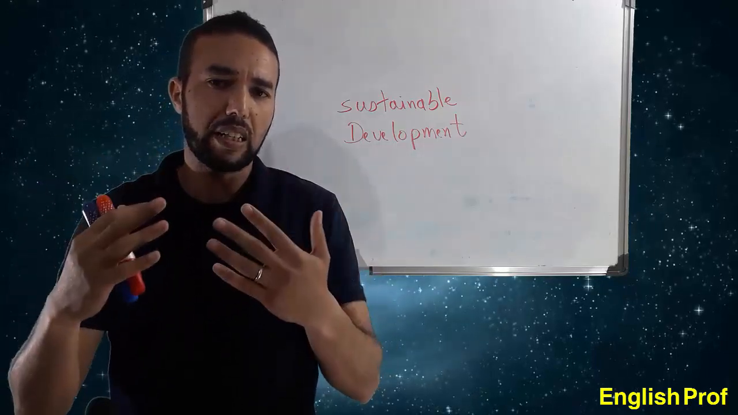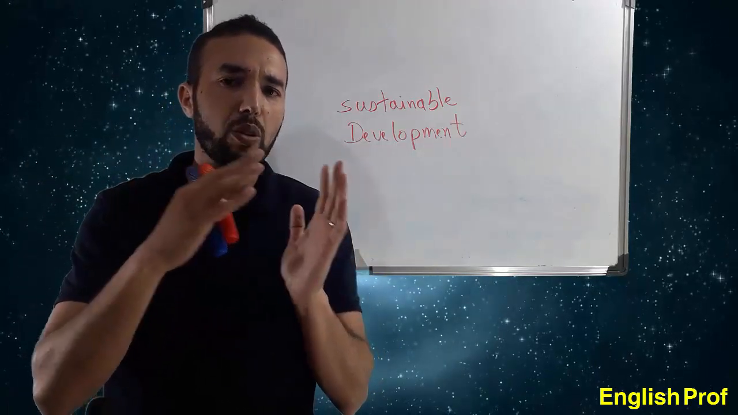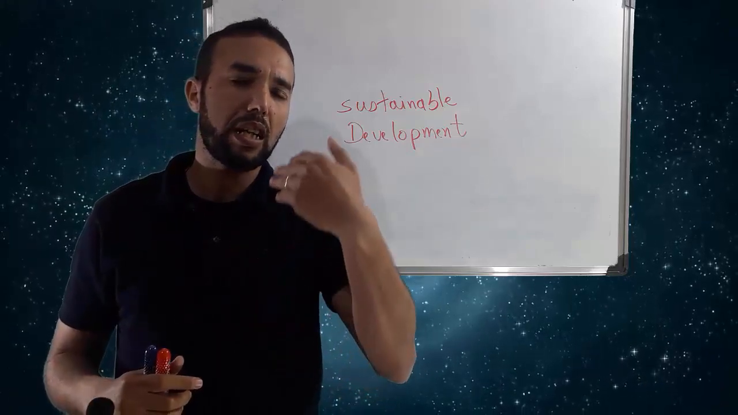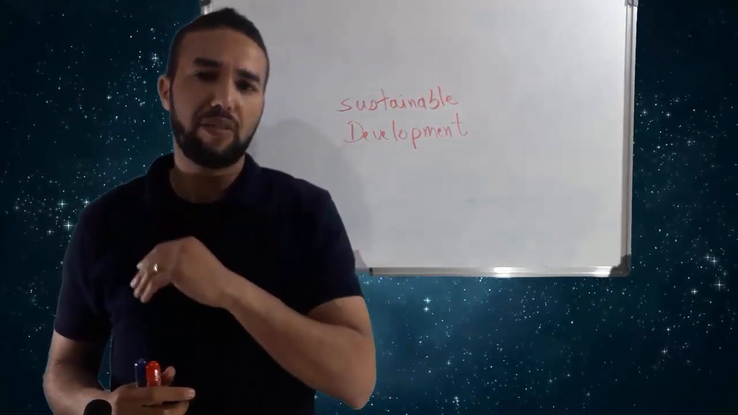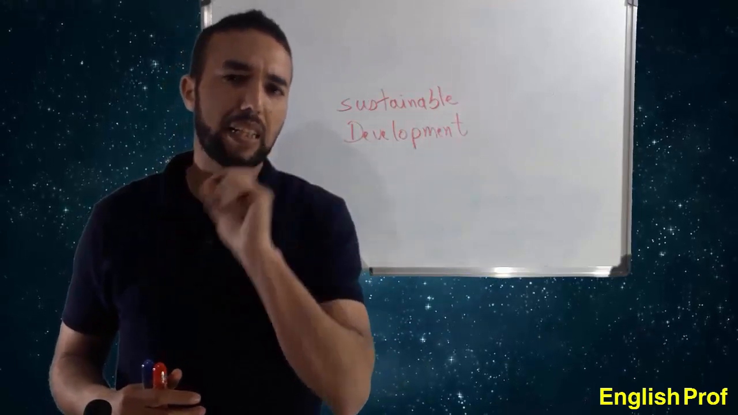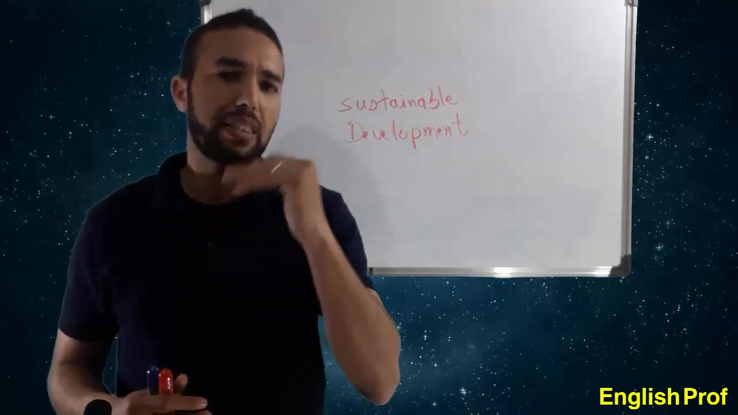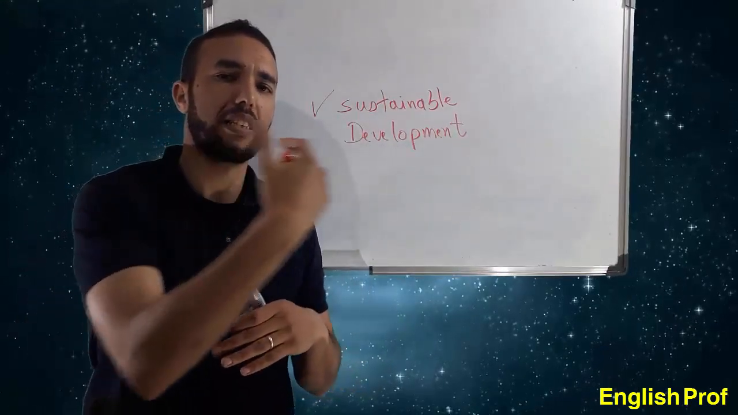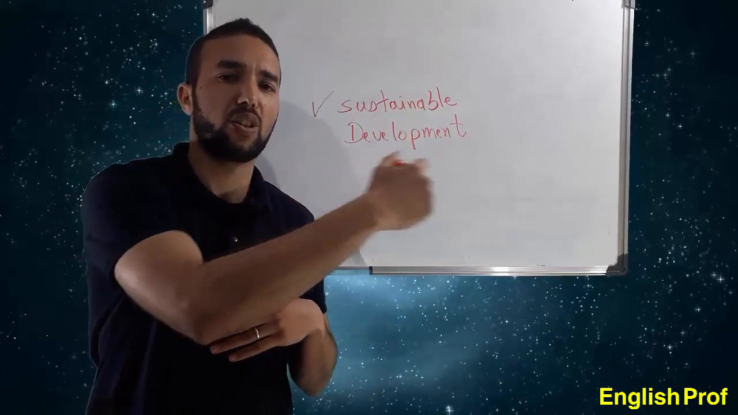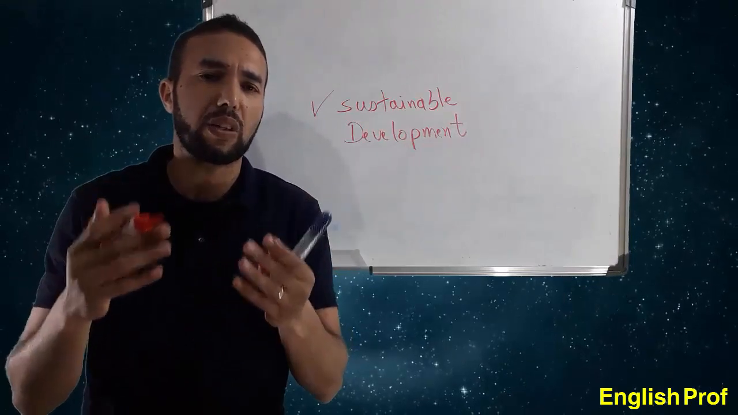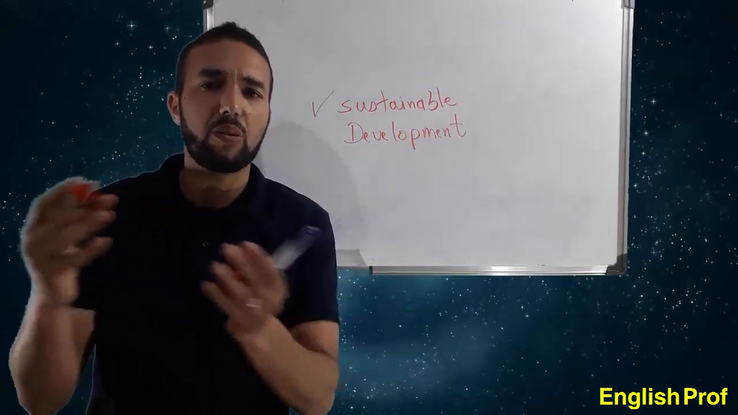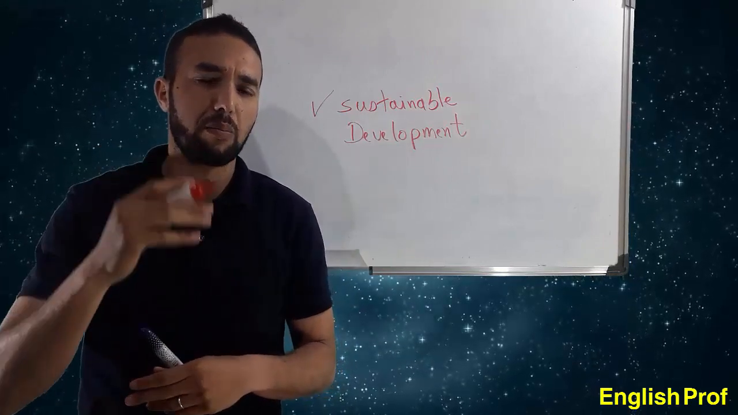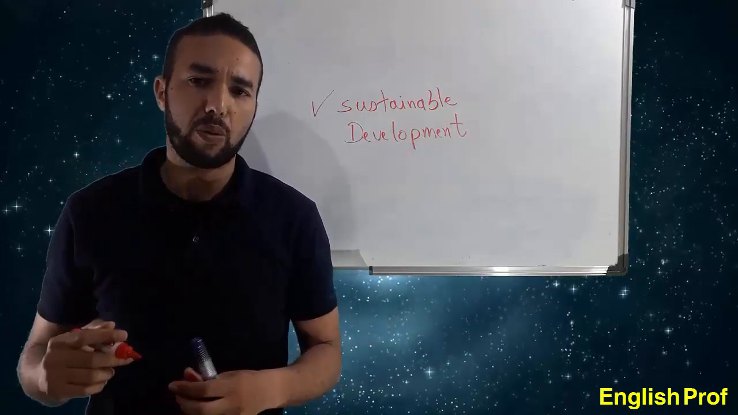That's quite clear. But here, we're not talking about just development. We are talking about sustainable development. So probably the key here is not development, it's sustainable. Sustainable means it's continuous, it's ongoing. As a society, what does it mean to have a continuous and sustainable development? That's probably the main question.